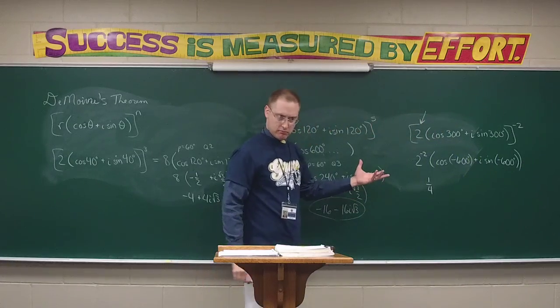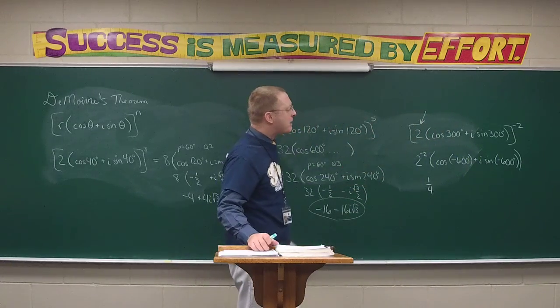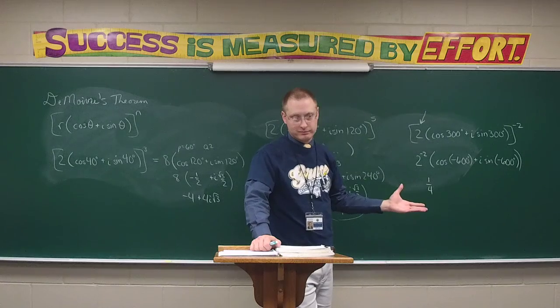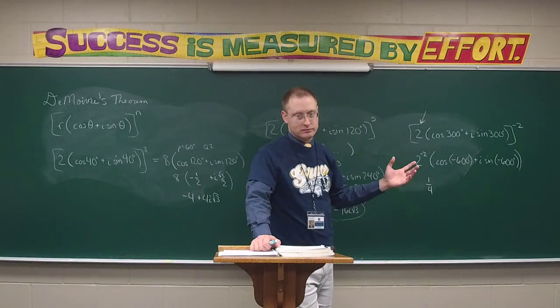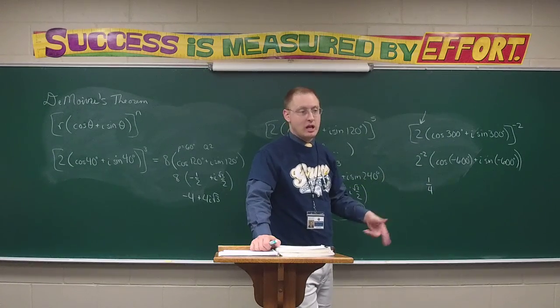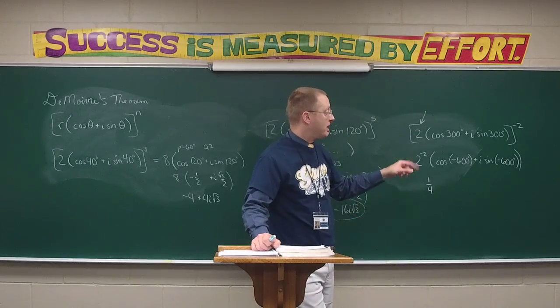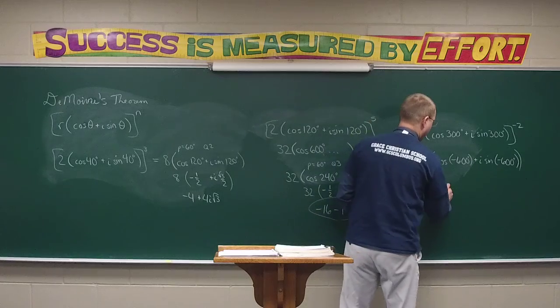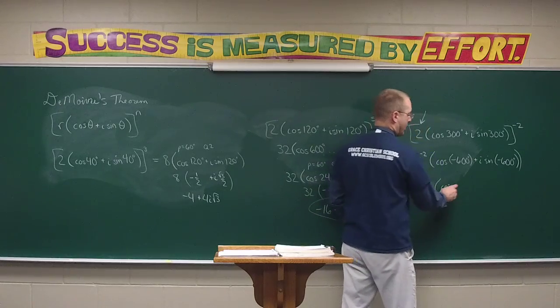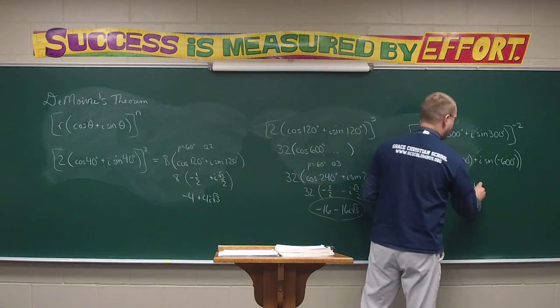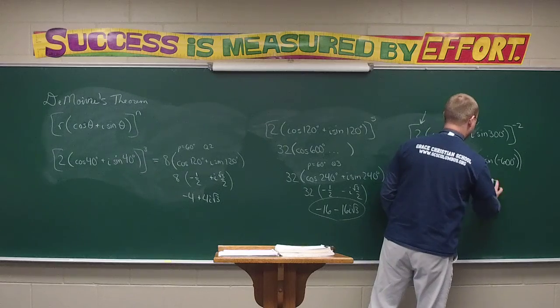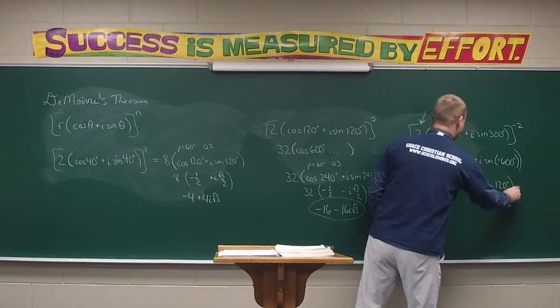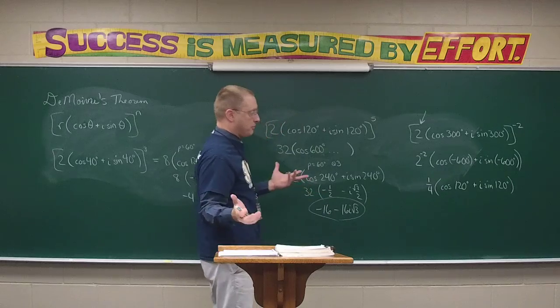Make sense? The same process we would have used before, except because we have a negative angle, we have to add the 360, or since it's so big, maybe add 2 360s, or 720, to get 1/4 times the cosine of 120 when we add the 720, plus i times the sine of 120. Almost wrote a 720 there. And we'll go from here.